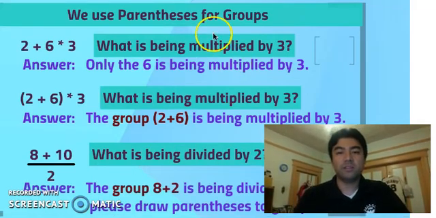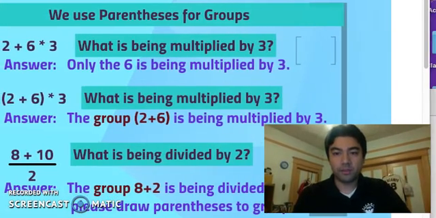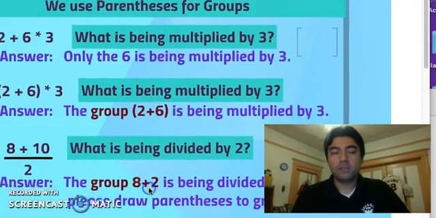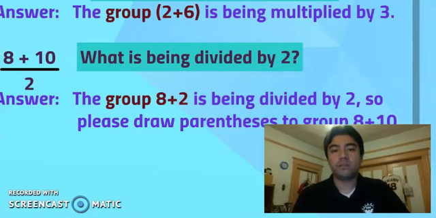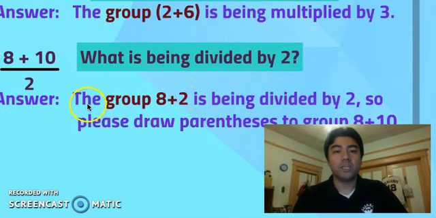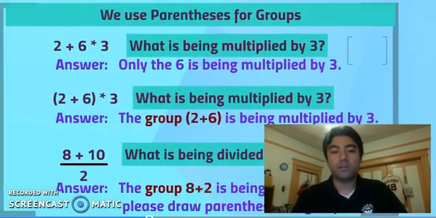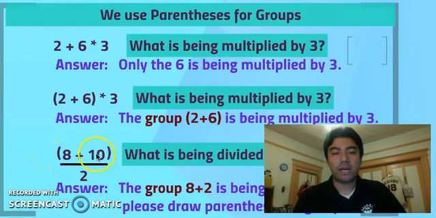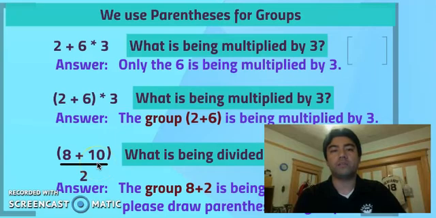Here's the answer. The answer is kind of hard to read. Let's move this over a little bit. Okay. The answer is, it is the group 8. Oh, sorry, this is a mistake. It is the group 8 plus 10 that is being divided by 2. So we want to draw parentheses, just like that, around the 8 and the 10. So it's the group 8 plus 10 that's being divided by 2.